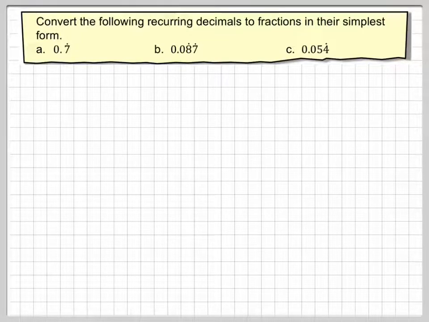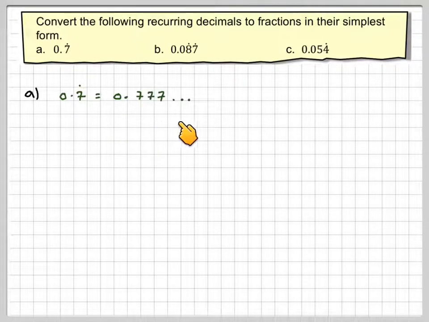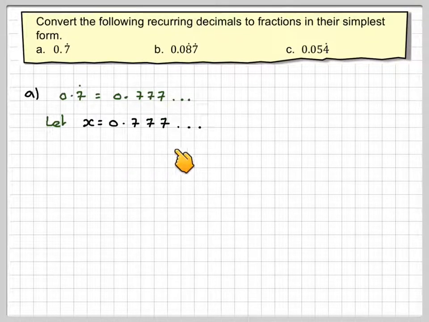Right, this is a video about converting recurring decimals to fractions and writing them in their simplest form. So what, 0.7? 0.7 recurring is equal to 0.777 forevermore. Let x be equal to 0.777.